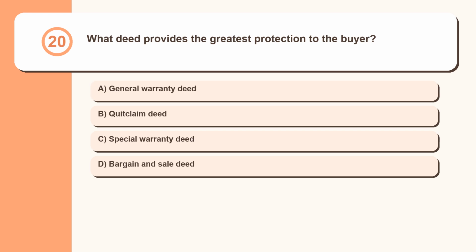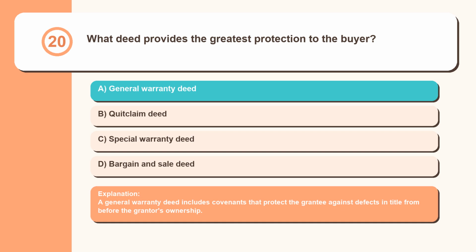Question 20. What deed provides the greatest protection to the buyer? General warranty deed, quitclaim deed, special warranty deed, bargain and sale deed. A general warranty deed includes covenants that protect the grantee against defects in title from before the grantor's ownership.